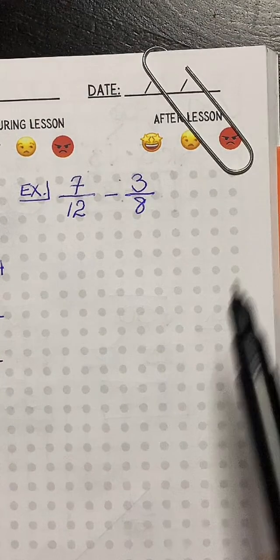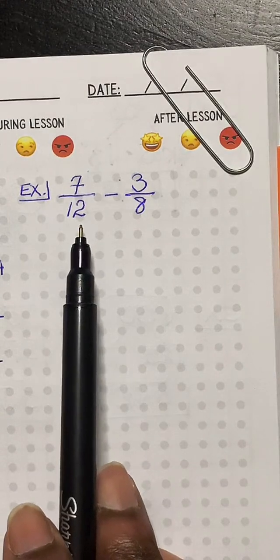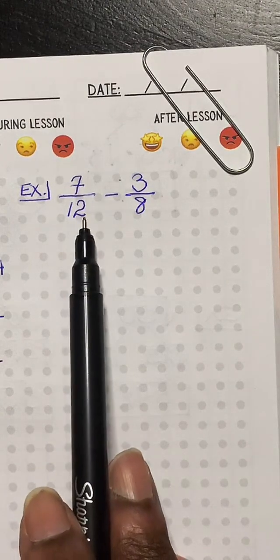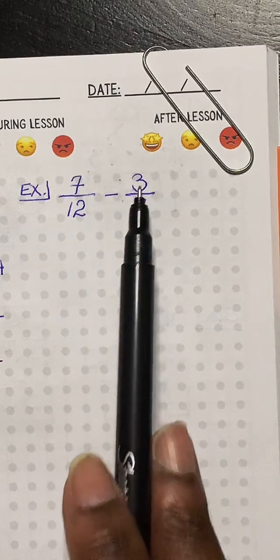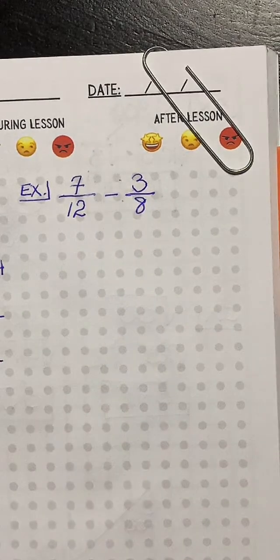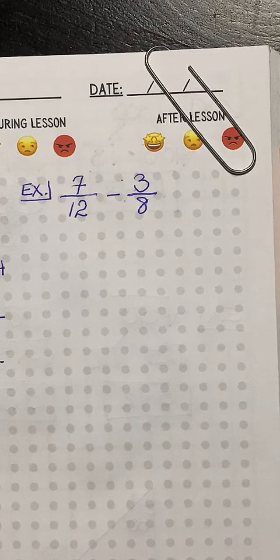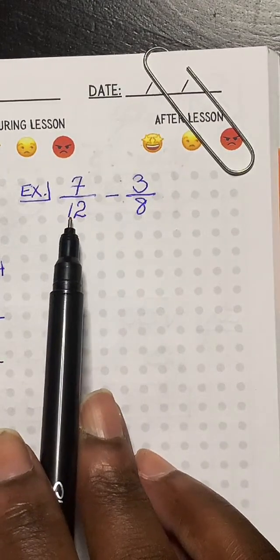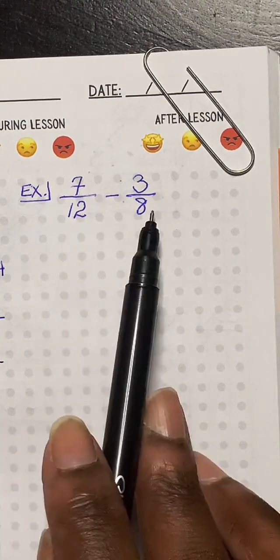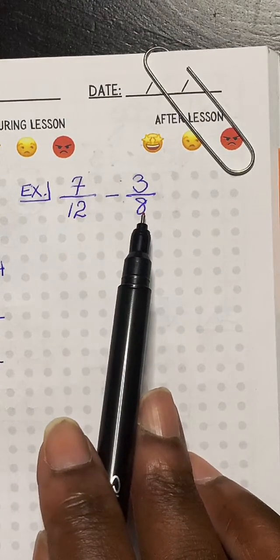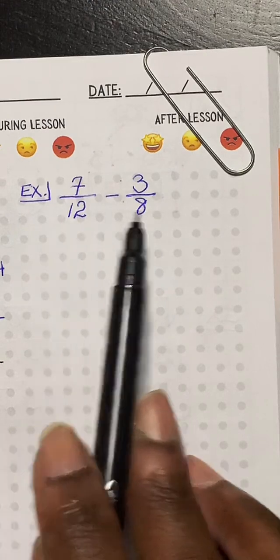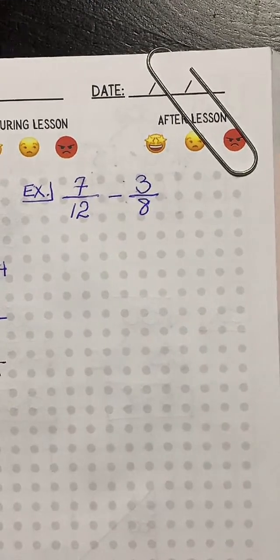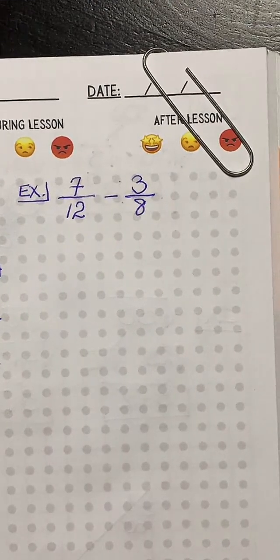That's all right. So now, let's take a look. We have 7/12 minus 3/8. All right, so now we have to figure out what number in the 12s and the 8 times table will work for us, which is going to be the least common multiple.